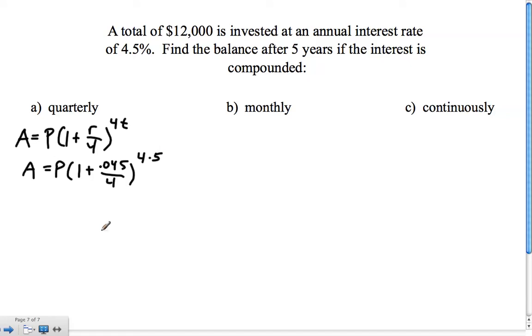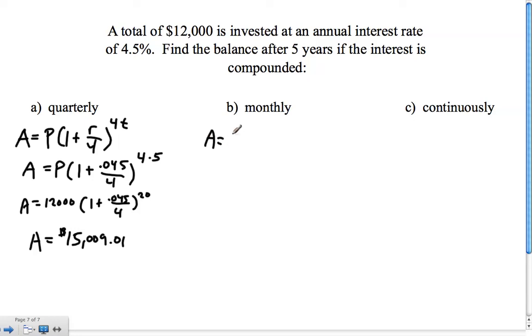You can clean this up a little bit if you want to. I didn't put in the principal, so I should do that: 12,000 times 1 plus 0.045 over 4 raised to the 20. Then you can plug that directly into your calculator, and it'll spit out a nice number: $15,009.01. Now if it's compounded monthly, there are more chances for it to grow, so it's going to be a bigger number.